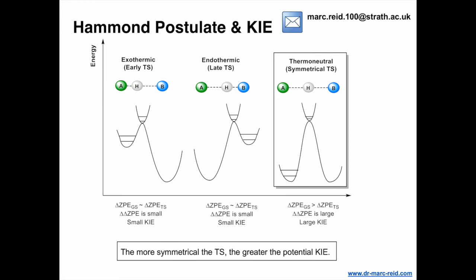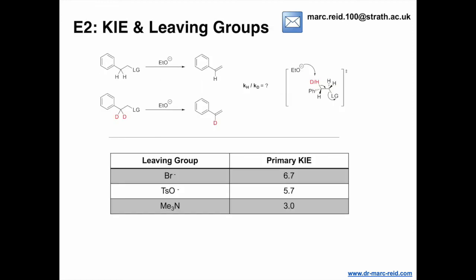Remember that kinetic isotope effects are not affected solely by participation of isotopically labelled positions at the rate limiting step. The thermal properties of the reaction also matter. Again, reactions that are closer to thermal neutrality can lead to the largest observable KIEs. To take this idea further, consider the following series of E2 reactions in which we alter the leaving group. On moving from bromide to tosylate to trimethylamine, the primary kinetic isotope effects diminish from 6.7 to 5.7 to 3.0 respectively.